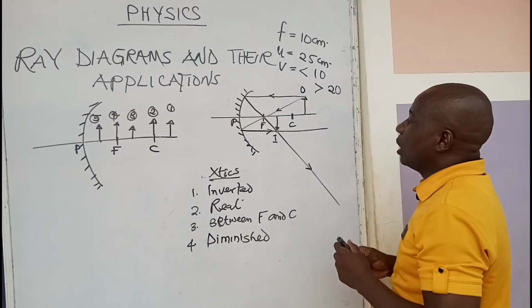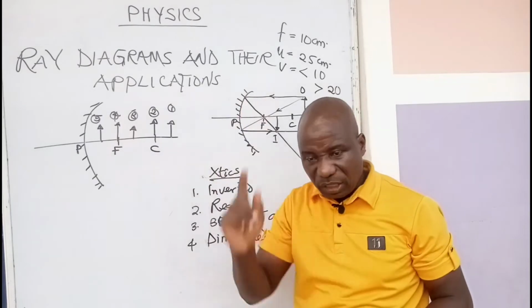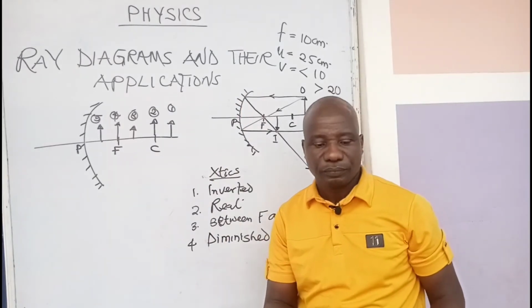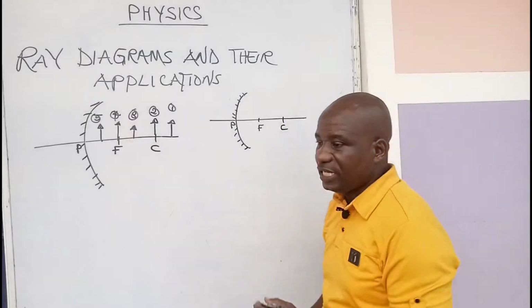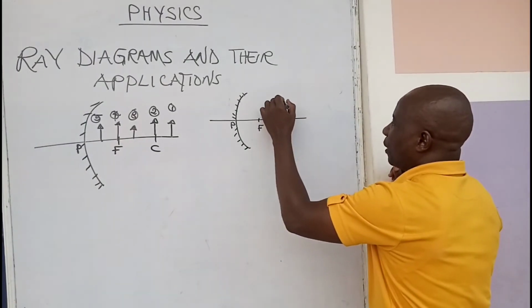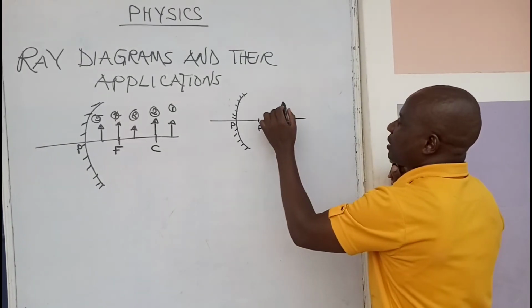And the image is going to be real. It's going to be inverted. It's going to be diminished. Is that understood? The second position is what? It is at C. The second position is at C.